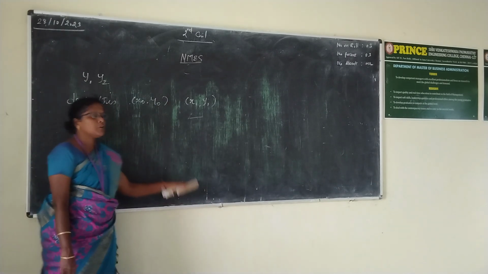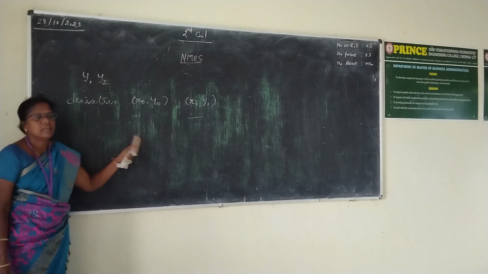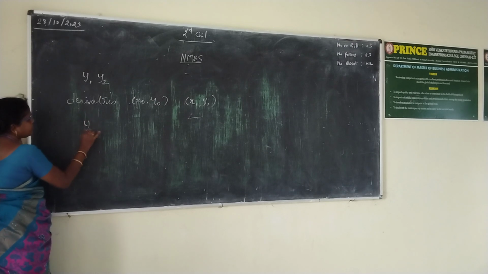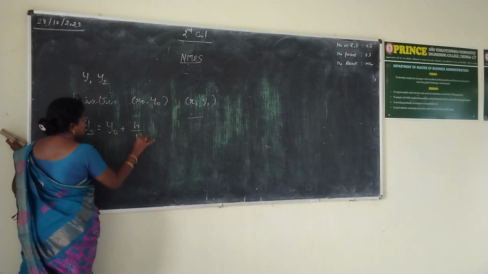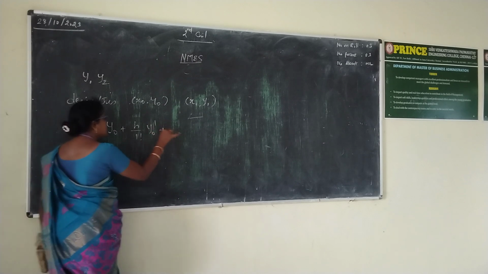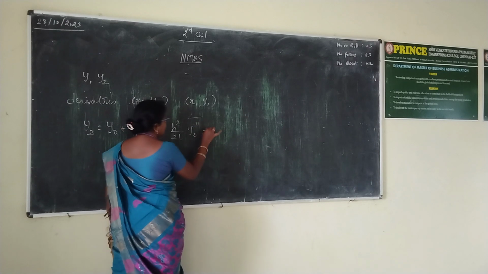To find y2 even you can use the equation of x0 and y0 itself. Okay? The same similar formula: y2 equal to y0 plus h by 1 factorial y0 dash plus h square by 2 factorial into y0 double dash plus etc.